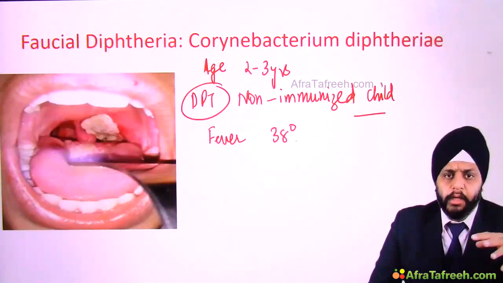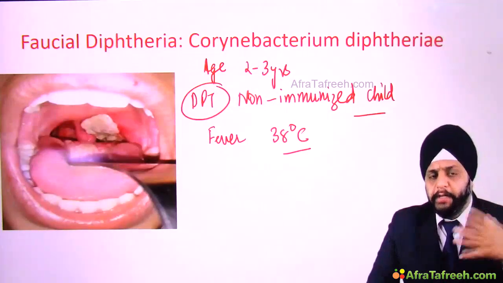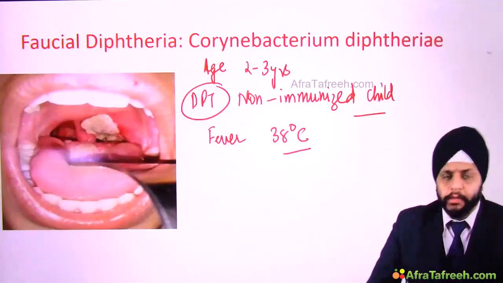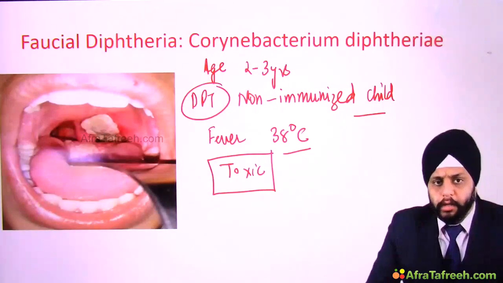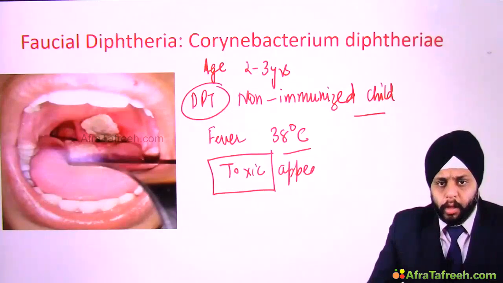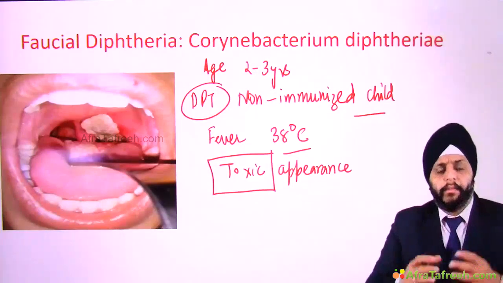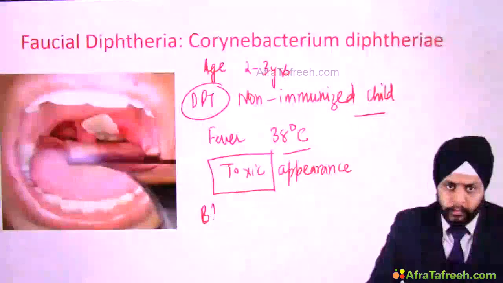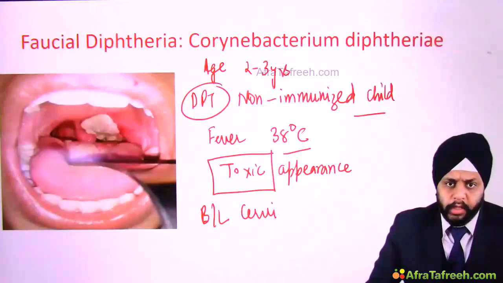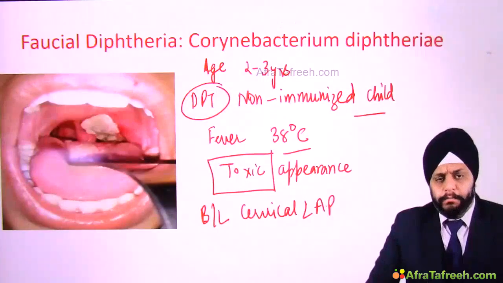It may be somewhere around 38 degrees Celsius, so not very high. But diphtheria progresses very, very fast, so the patient may have a toxic appearance. That is very important. Now, you examine this patient. What do you see? You see bilateral cervical lymphadenopathy.